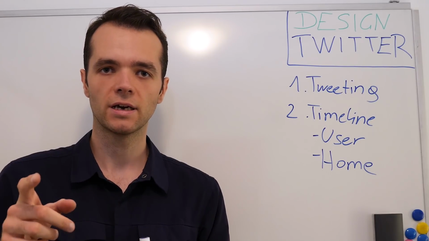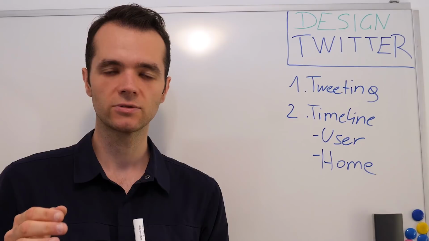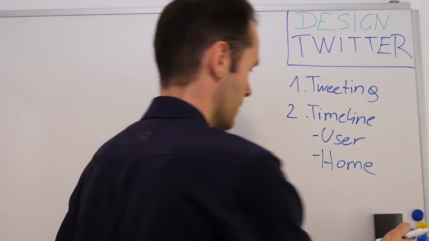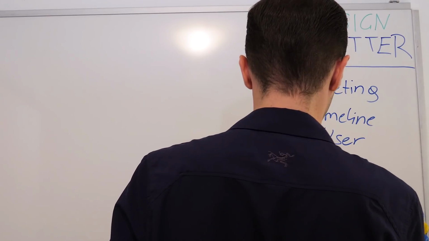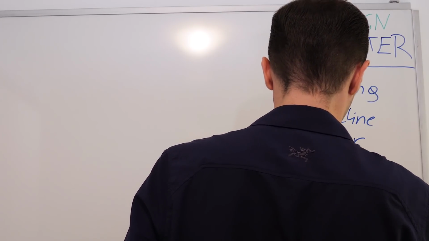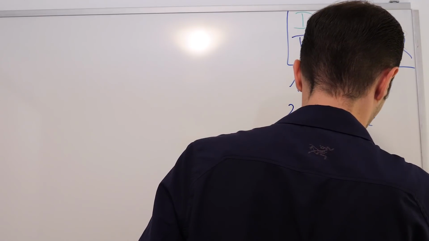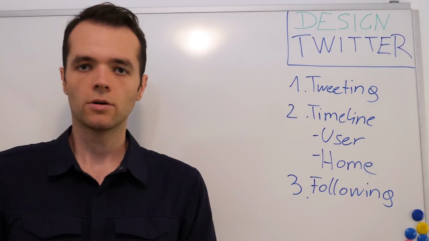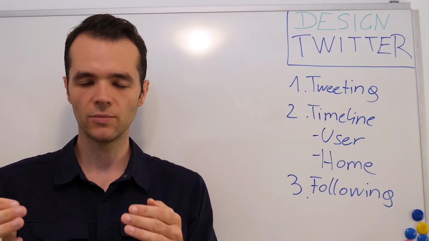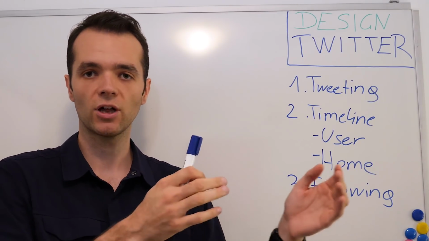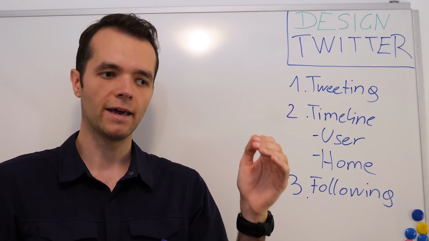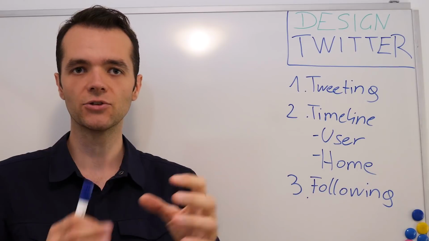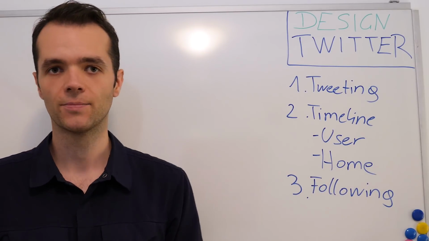And the third core feature we need to take care of with Twitter is following, right? So following means you have your profile and you click follow on someone else's profile and you want to see that someone else's tweets in your home timeline.